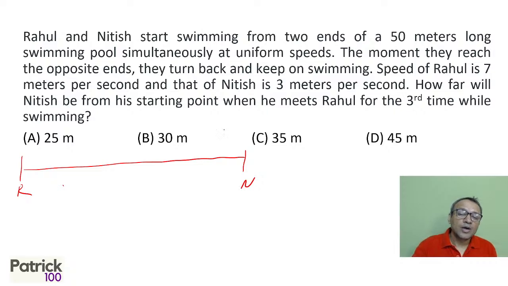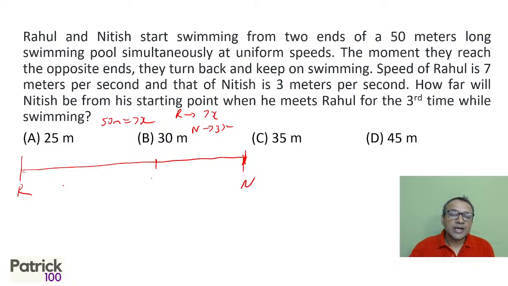So we want how far Nitish will be from the starting point. Remember, Rahul's speed is 7. So let me assume this 50 meters as 7x, just for comfort level. Once Rahul runs at 7x speed and Nitish runs at 3x, when Rahul reaches the other end, Nitish has run 3x. Remember, the total distance we took as 7x.